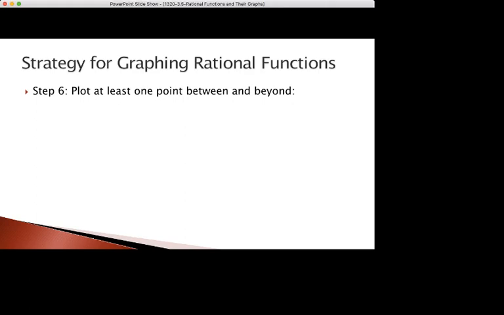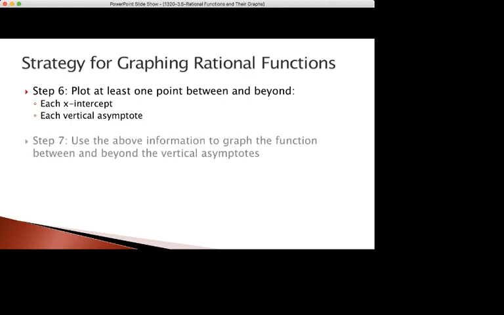The previous 5 steps give us a lot of useful information, but they don't give us all the information. So what we need to do is plot at least one point between and beyond each x-intercept and each vertical asymptote. All that information from those previous 5 steps is useful and powerful, but it's not quite enough for what we need in order to start graphing. So step 6 provides us with a little extra information to give us that little extra push to get a well-drawn graph.